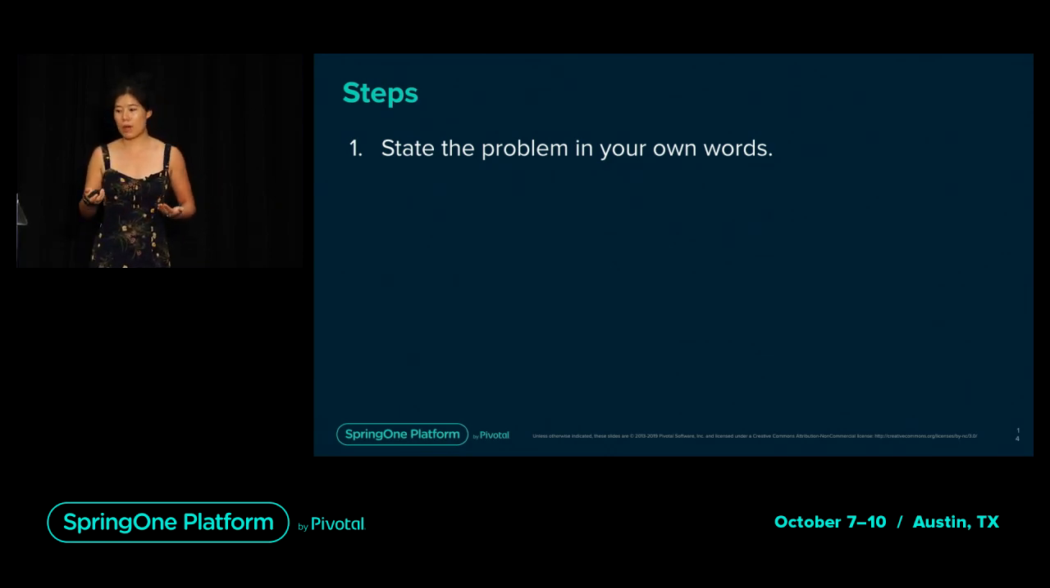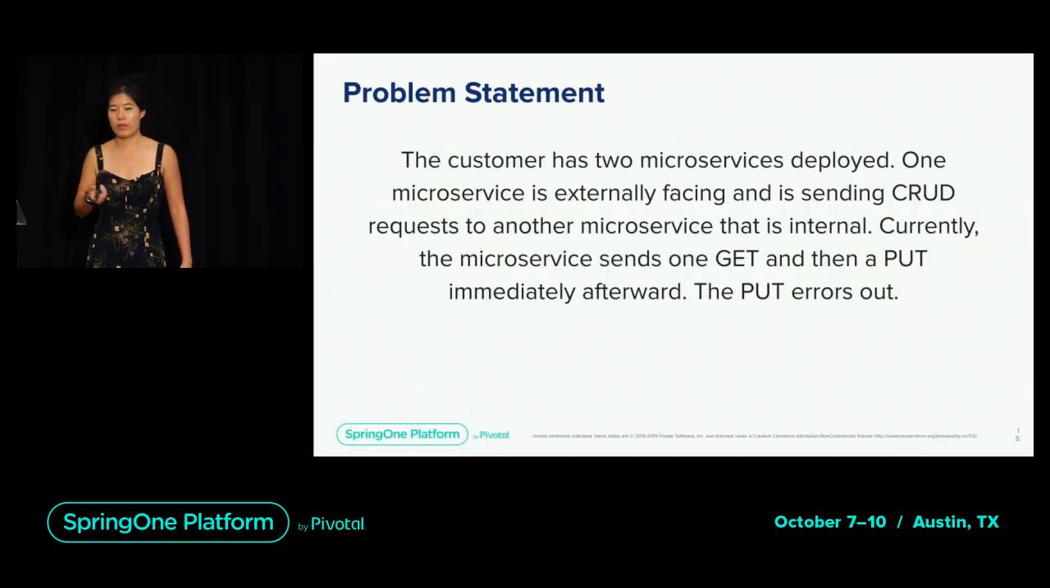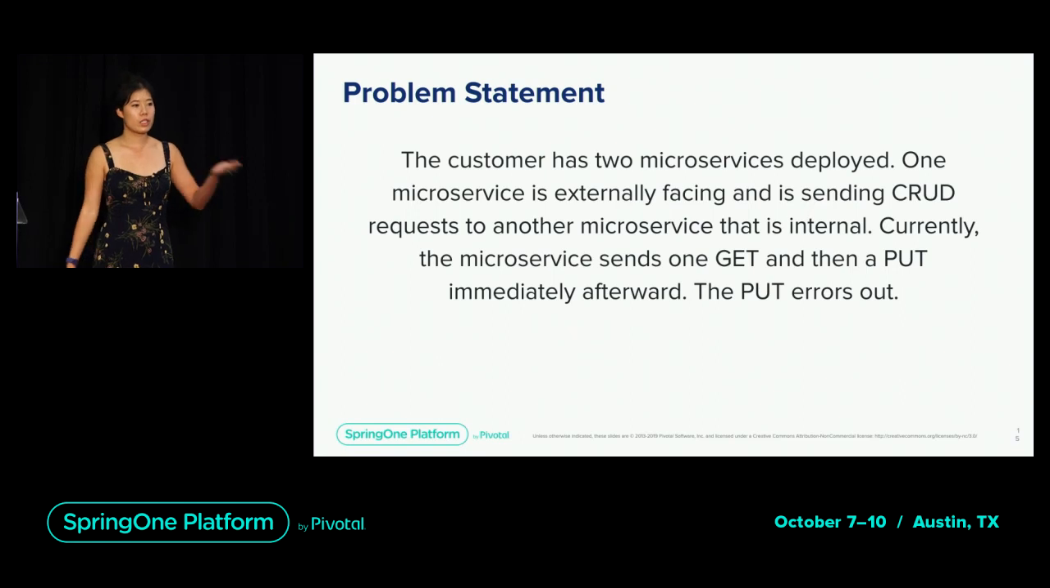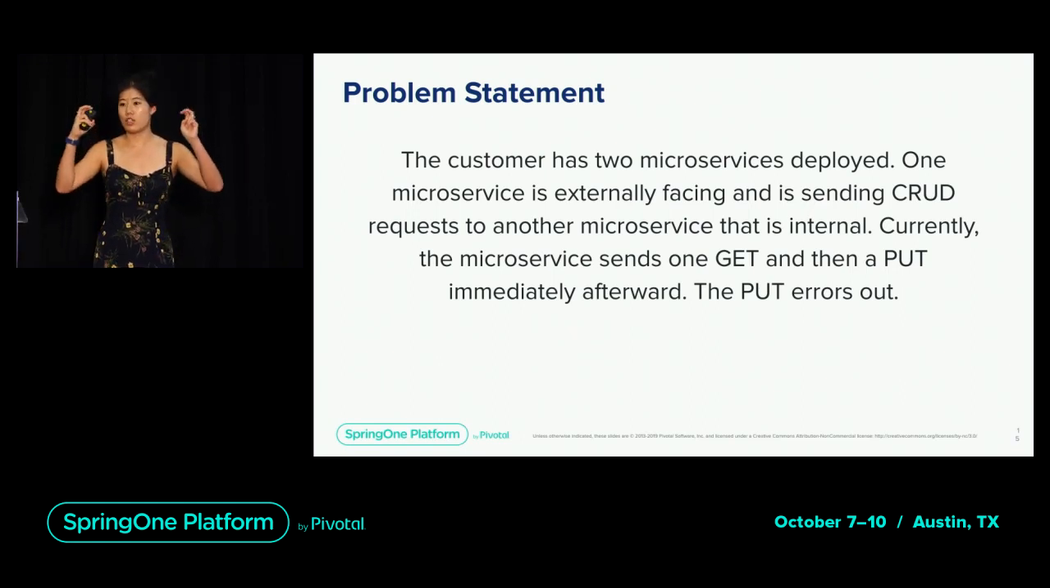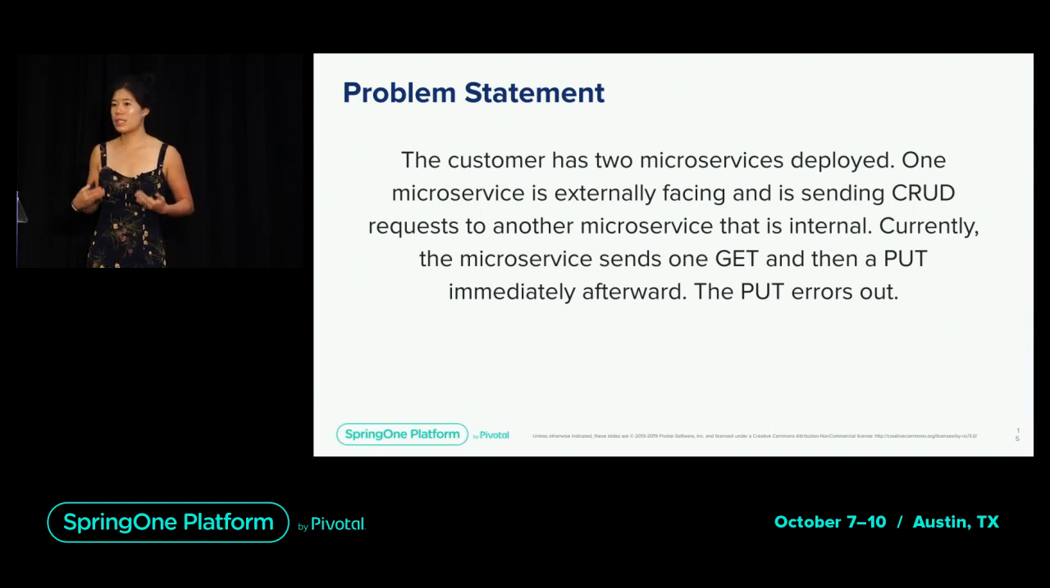So in case study number 1, the problem statement that we came up with, and I know this is a wall of text, but bear with me, is that the customer had 2 microservices deployed in their Cloud Foundry installation. One microservice was externally facing and was sending CRUD requests to a second, known as the internal application. The front end, the externally facing microservice, on an incoming GET request would send a GET to the back end, immediately followed by a PUT request. The GET request would always succeed, but the PUT consistently errored out.